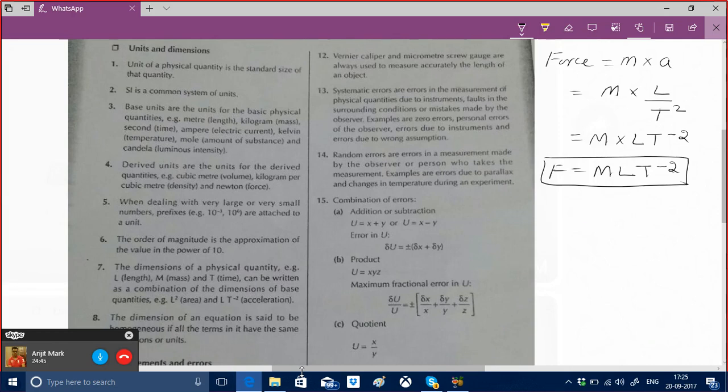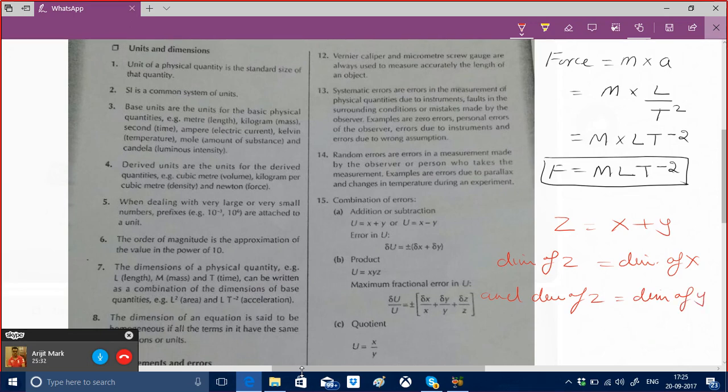The homogeneity condition is the basic condition that lets us check whether the left-hand dimension equals the right-hand dimension. Always remember, suppose that z equals x plus y. With respect to homogeneity, the dimension of z will equal the dimension of x, and the dimension of z will equal the dimension of y.